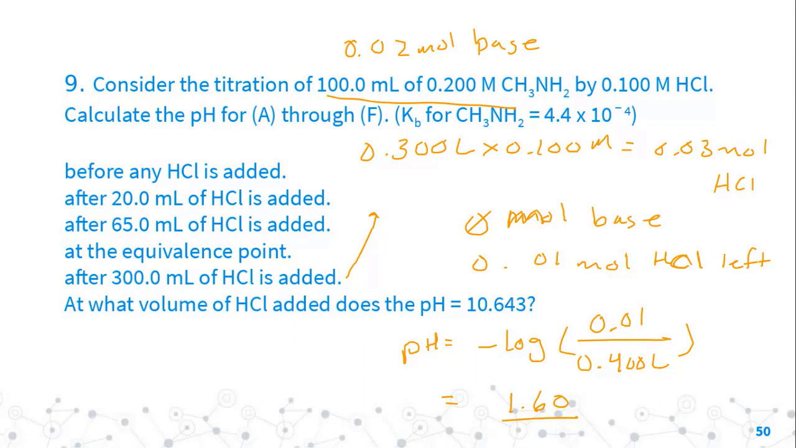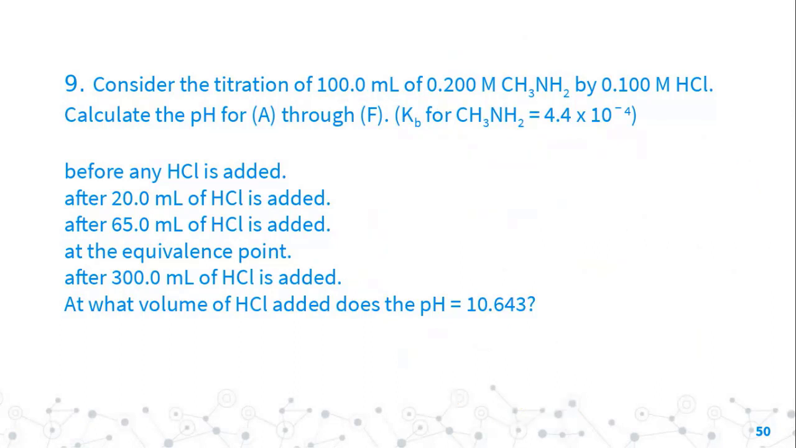All right, cool. So I'll go ahead and clear the board. At what volume of HCl does the pH equal 10.643? Do you guys remember the pH at the equivalence point? I said earlier, we saw that earlier, it was 5.87. And if you look at, let's say, a general graph, a general graph looks kind of like this.